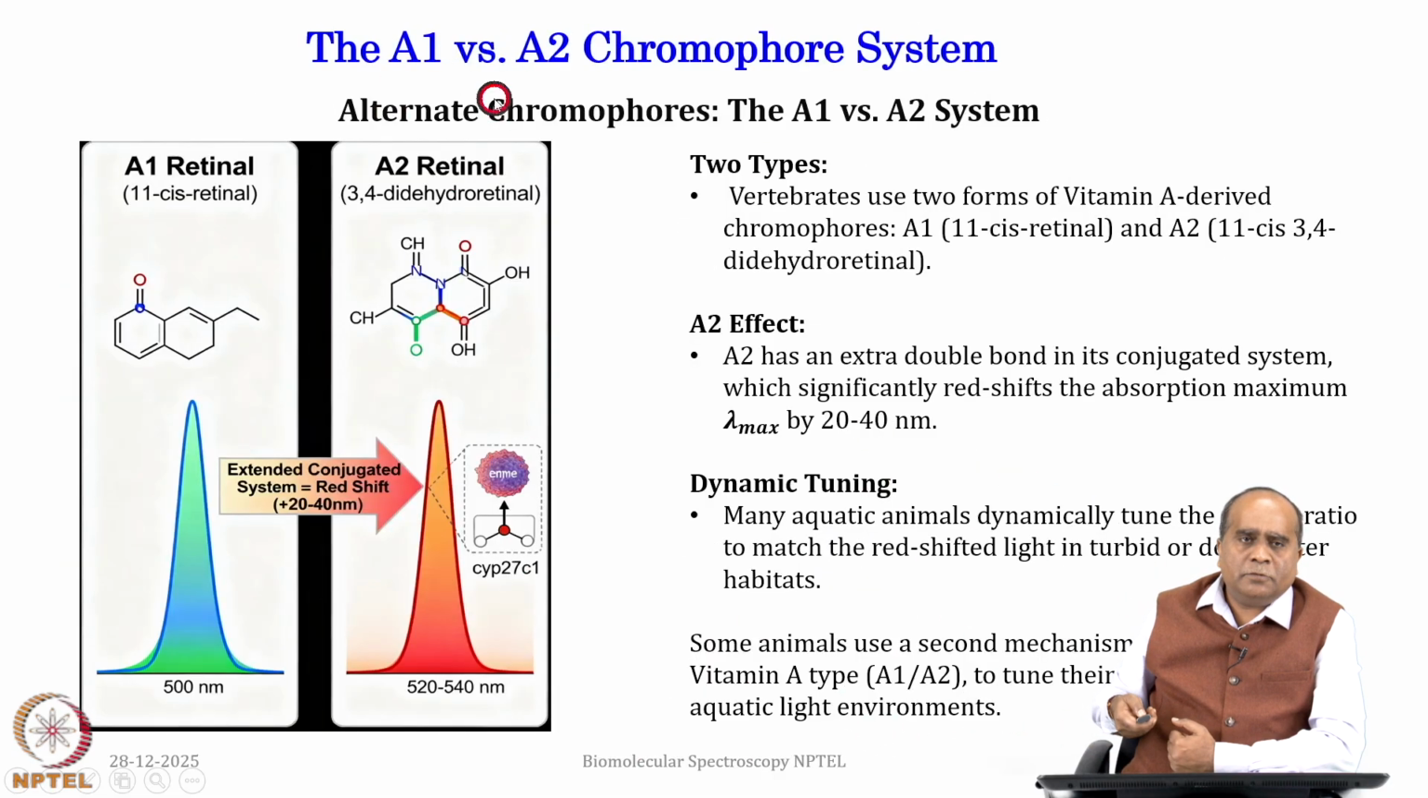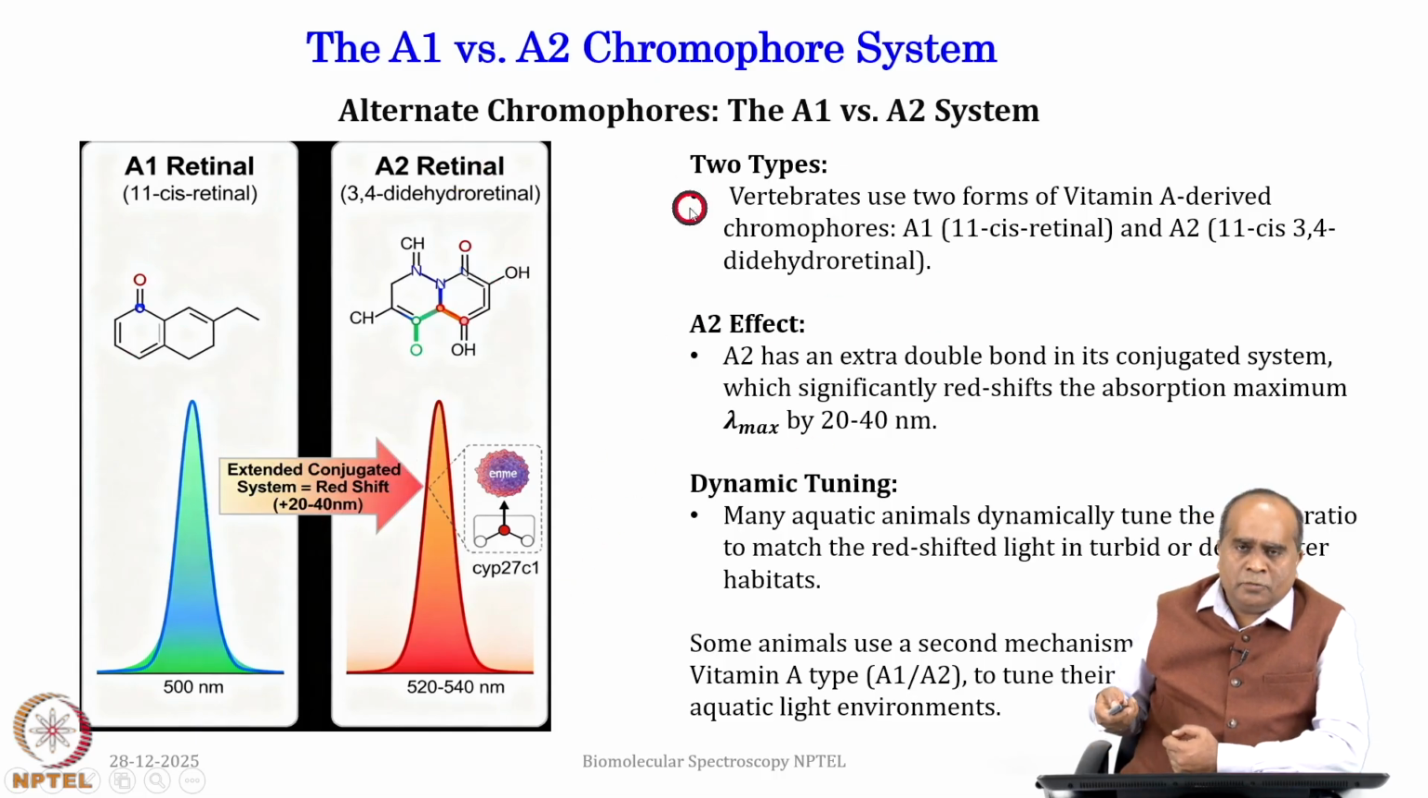Now, coming back to the A1 versus A2 chromophore system. So, what is the alternate chromophore, A1 or A2? What are those? Basically, if you look at it, A1 retinal is 11-cis retinal, A2 retinal is 3,4-didehydroretinal, and that is the structural change that happens. So, this is like an extended conjugation system that basically shifts it. So, let us go back.